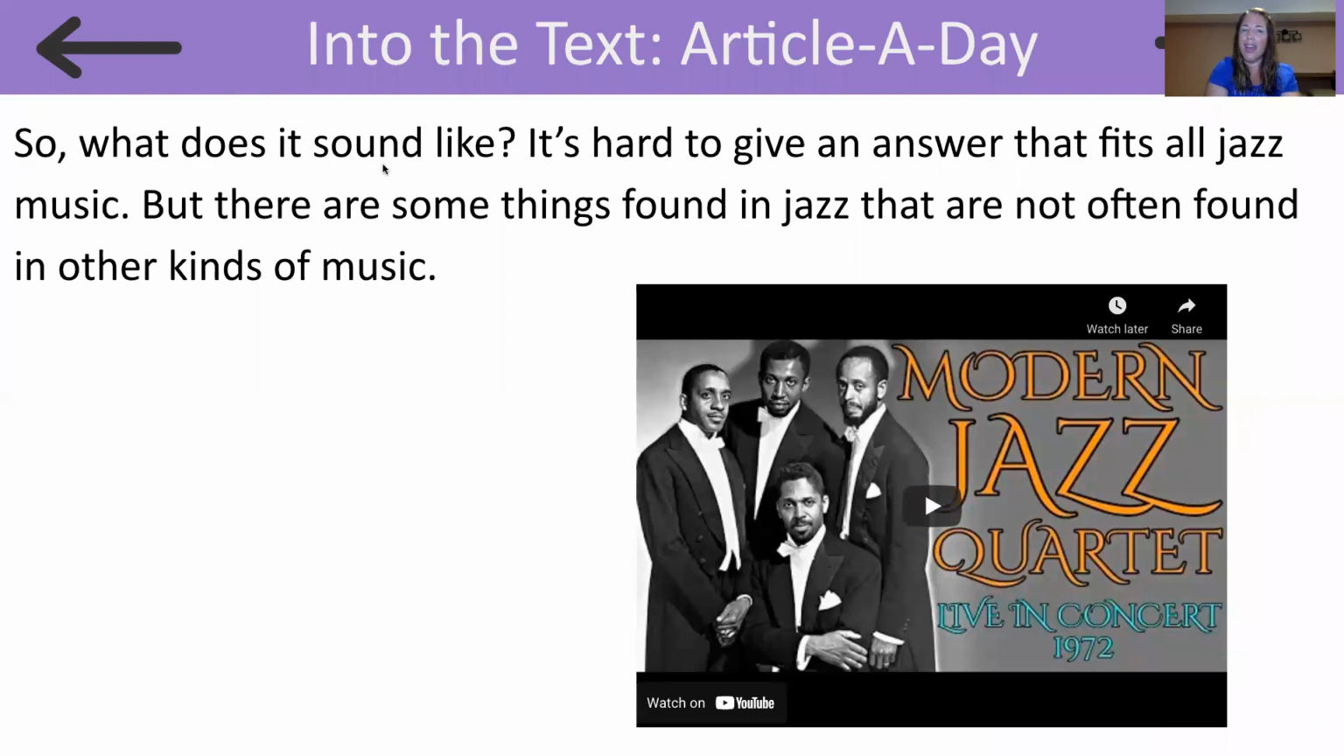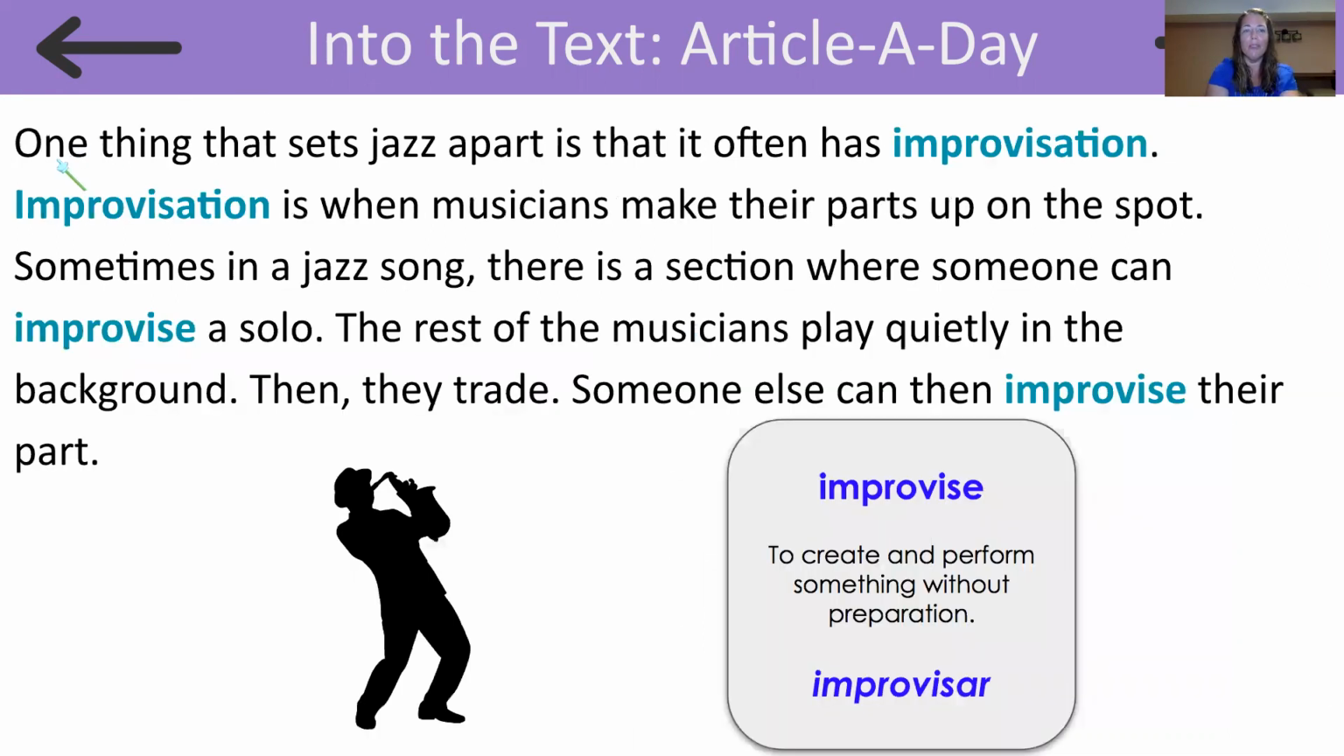So what does it sound like? It's hard to give an answer that fits all jazz music, but there are some things found in jazz that are not often found in other kinds of music. One thing that sets jazz apart is that it often has improvisation. Improvisation is when musicians make their parts up on the spot.